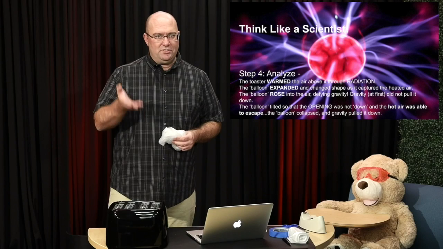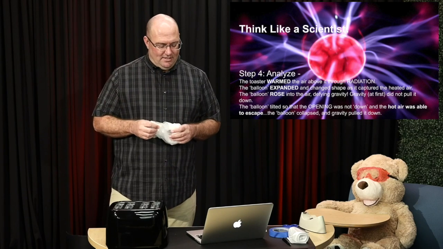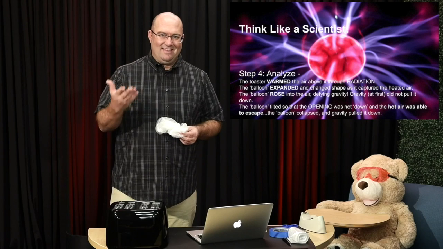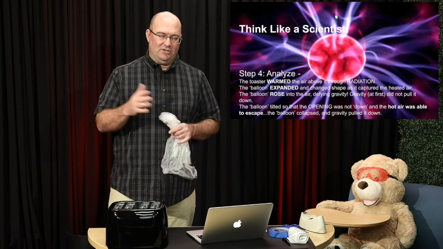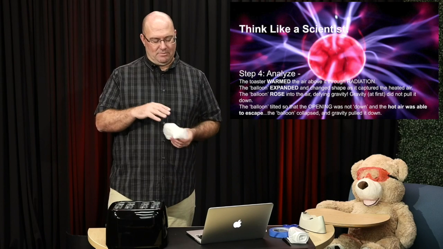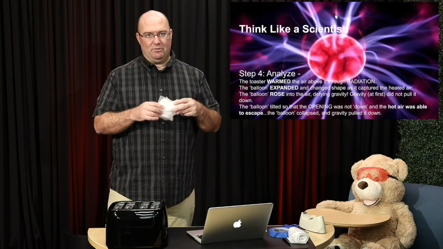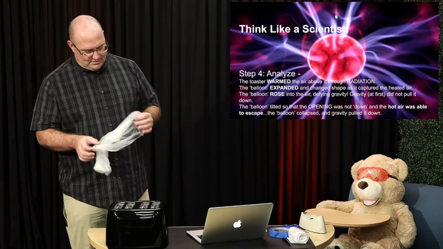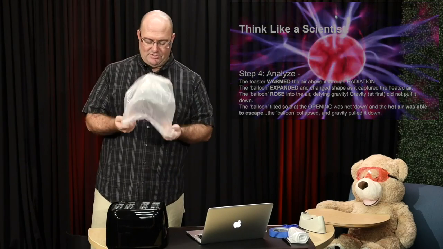The balloon rose into the air, defying gravity at first, and at first gravity did not pull it down. Then we had a kind of a problem. The balloon tilted to the side so that the opening was not down and the hot air was able to escape going up, and the balloon collapsed and gravity went back down. So we'll do the experiment one more time just to double check our results.